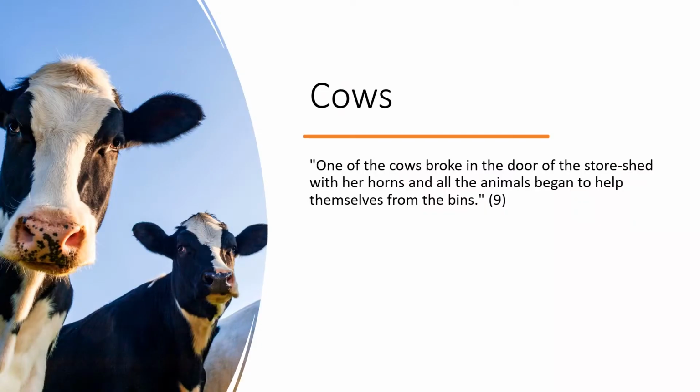The cows, we don't see a whole lot of the cows, but they did start the Battle of the Cowshed. They're large, capable beings, but they don't take a huge role. Here we have a quotation: "One of the cows broke in the door of the store shed with her horns, and all the animals began to help themselves from the bins." The other problem was that the cows hadn't been milked. So they needed someone to do that, and of course the pigs figured out how to milk the cows.